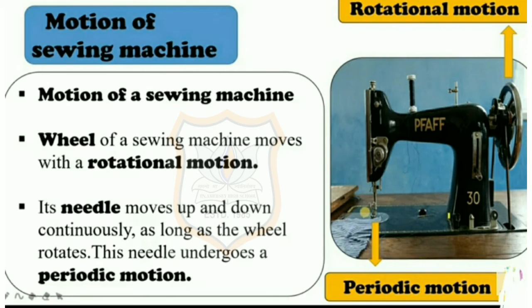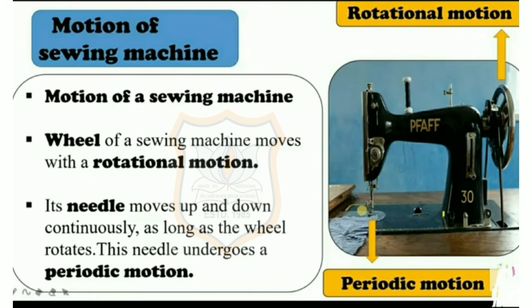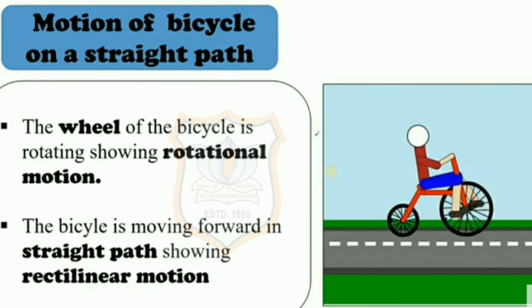Have you observed carefully the motion of a ball along the ground? Here, the ball is rolling on the ground, rotating as well as moving forward along the ground. Thus, the ball undergoes a rectilinear motion as well as a rotational motion. Can you think of other examples where objects undergo combinations of different types of motion? Motion of bicycle on a straight path. The wheel of the bicycle is rotating, showing rotational motion. The bicycle is moving forward in a straight path, showing rectilinear motion.